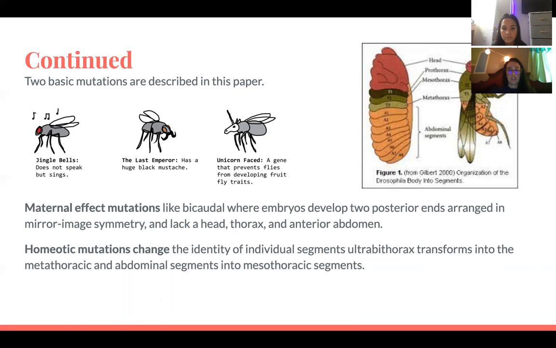This subdivision of the embryo into segments is thought to occur by a differential response of the zygotic genome and the maternal gradient.